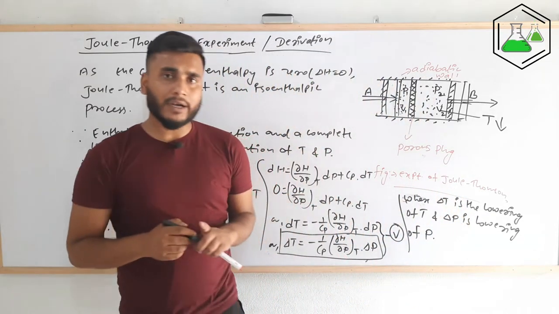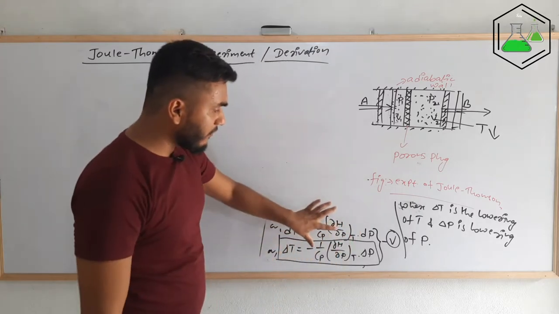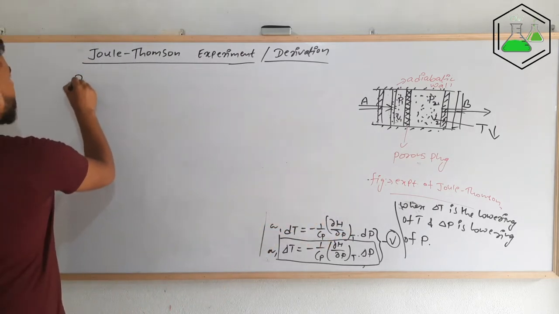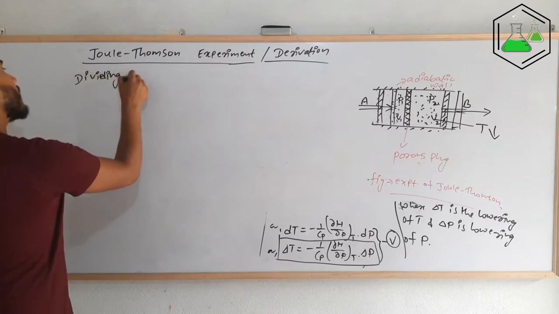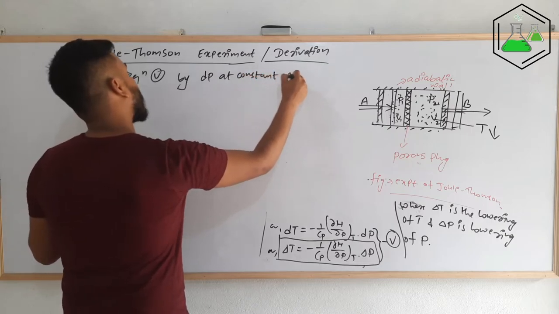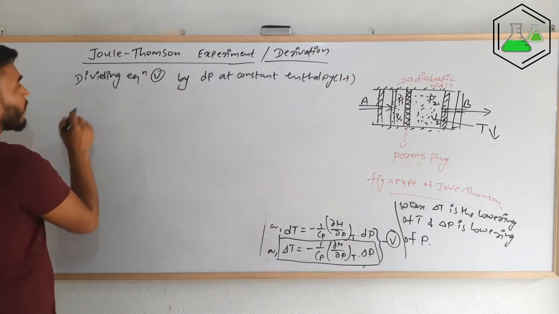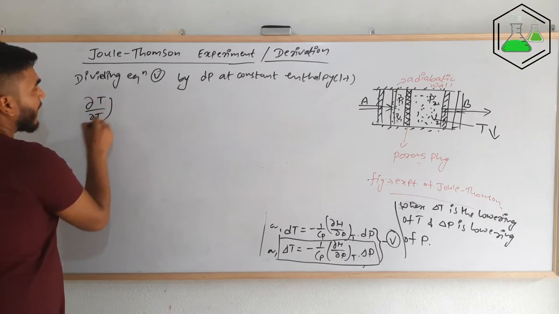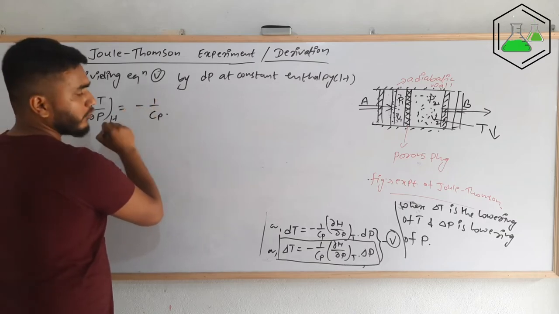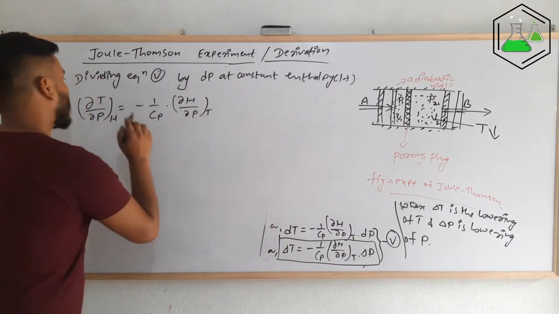But this is not the complete thing that we wanted to derive. We need one more mathematical value. For that, let me erase this portion. Now, let's divide this equation number 5, that is the upper equation, by dP at constant enthalpy. Let me write that. Dividing equation 5 by dP at constant enthalpy, that is H. Then if we talk about constant terms, we have to put the partial derivative there. Then this becomes del T by del P at constant enthalpy H equals, what is there? Minus 1 by Cp into del H by del P at T, right? And this value will be 1. So we can simply put this value.